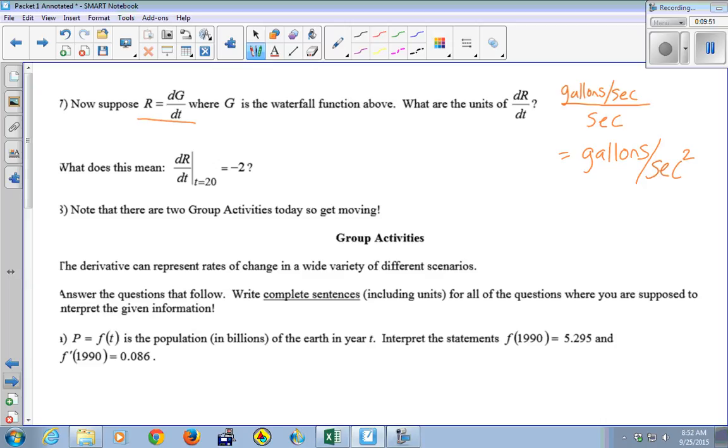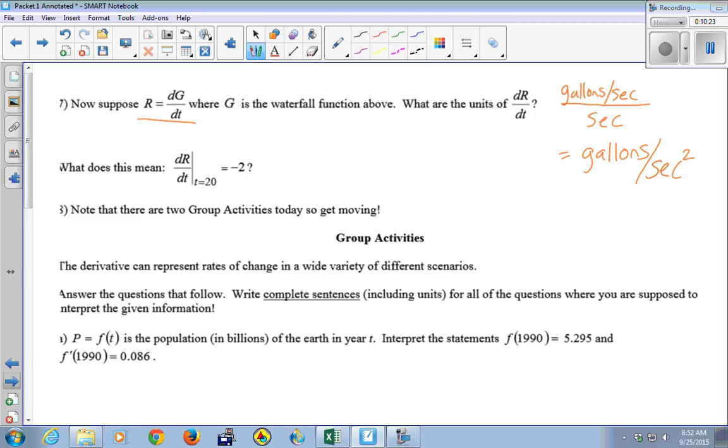All right, so what does dr dt evaluated when t equals 20 equals -2 tell us? Per second. 2 gallons per second per second. Oh, per second squared, yeah, good. Okay, so the rate at which water is going over the falls is changing by 2 gallons per second per second. So this is telling us that the rate at which the water goes over the falls is not constant, right? It's not just moving at the same speed all the time. It's changing, decreasing by 2 gallons per second every second.